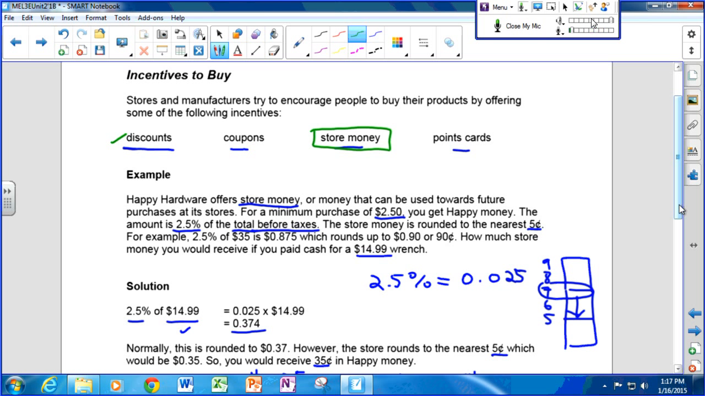Now, other stores will give you a discount. They'll give you a card. Mark's Work Warehouse does that, right? They give you a card. So it's not store money, but it's just a discount on your next purchase. And usually, if you're shopping in January and you buy $50 worth, then they'll give you a card that starts in February. So if you come back in February, you get a certain percentage off. So that's a discount.